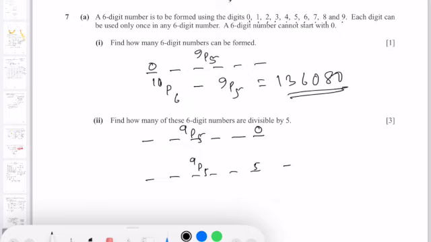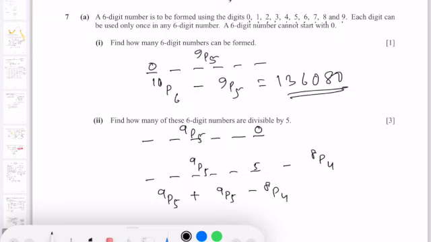that will not be a 6-digit number, so we can subtract those starting with 0, that is 8P4. So 9P5 plus 9P5 minus 8P4.